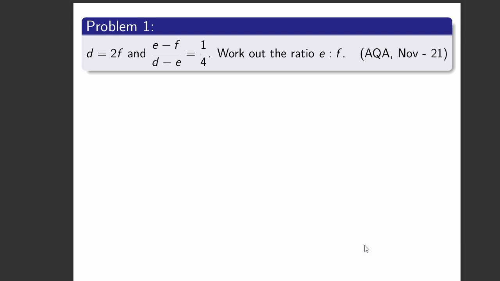So this is the first problem, which has appeared in the GCSE exam, AQA board, November 21. d equal to 2f, and the ratio is given as a fraction over here: (e minus f) over (d minus e) equal to 1 over 4. Work out the ratio e to f.